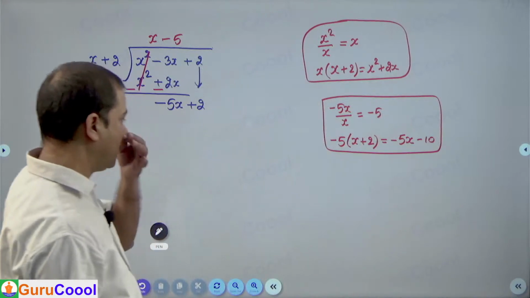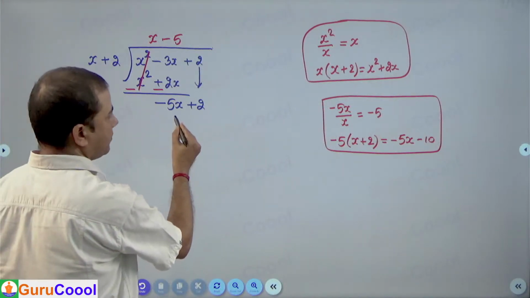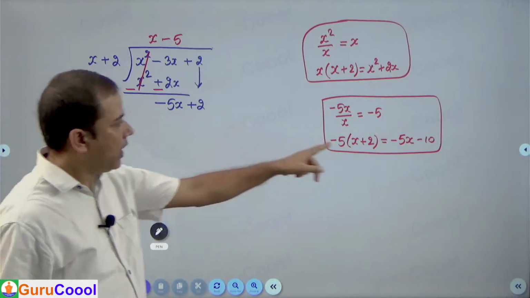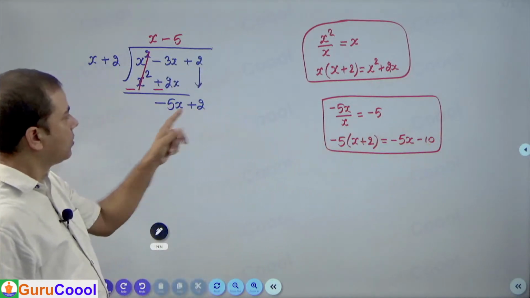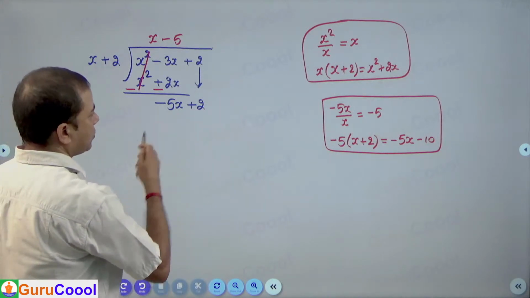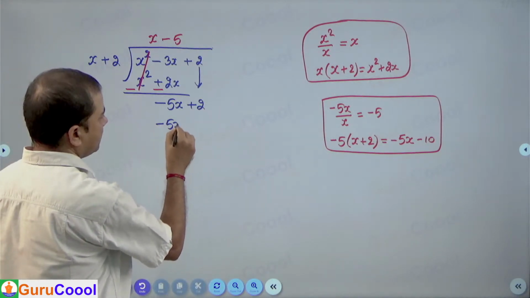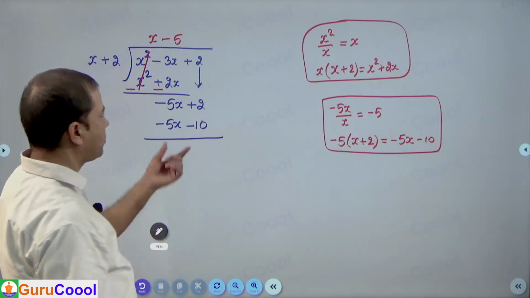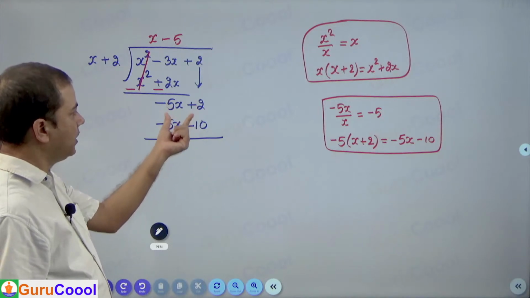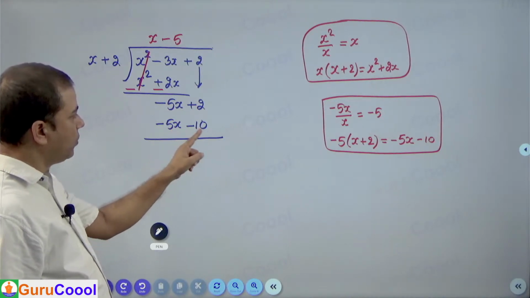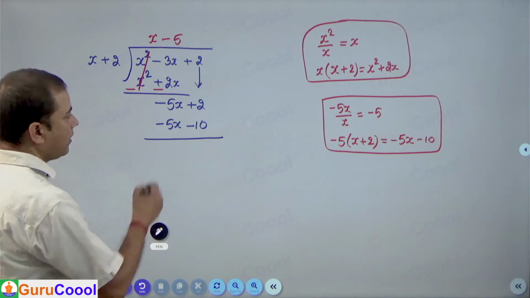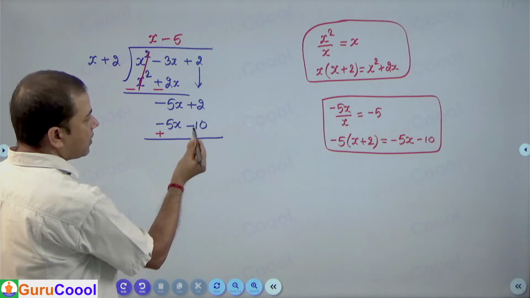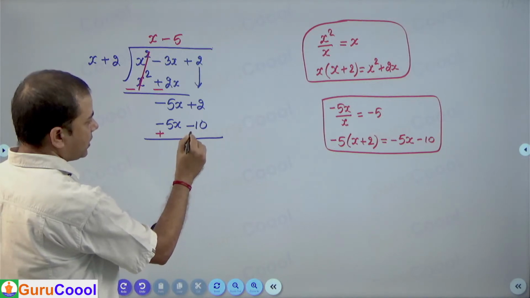Down the dividend, sir. Below the dividend here. And make sure that x term goes below x and constant below constant. So it's minus 5x and minus 10. And since you are subtracting this second one from the first one, the sign of the lower one must be changed. It is negative minus 5x, you will change it to plus. Second is minus 10, so it will change to plus 10.